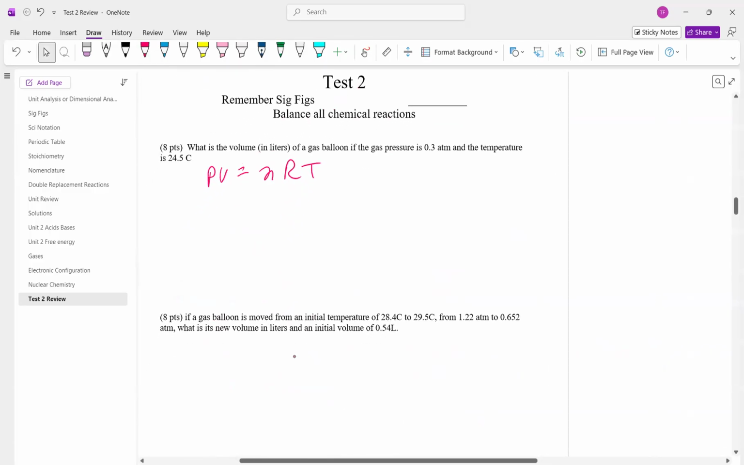Okay, what's the volume in liters of a gas balloon? The gas pressure is 0.3 atmospheres and 24.5 centigrade or Celsius. Let's convert the Celsius to Kelvin.